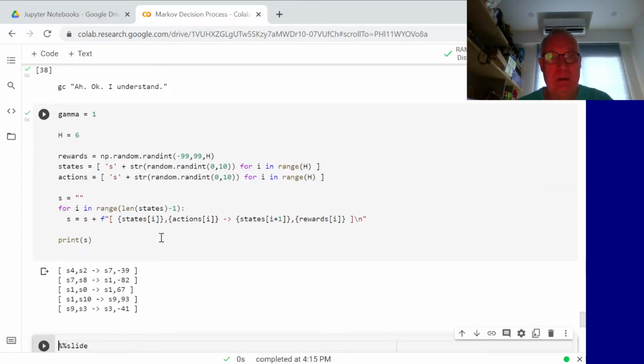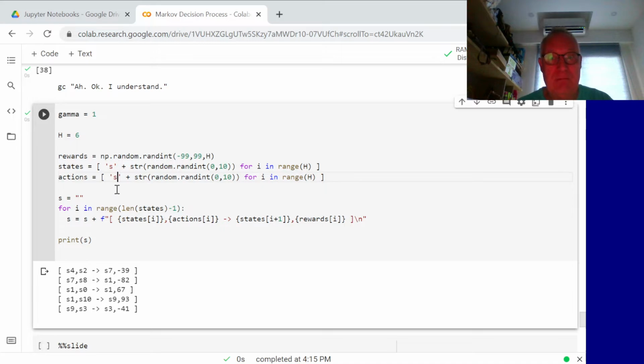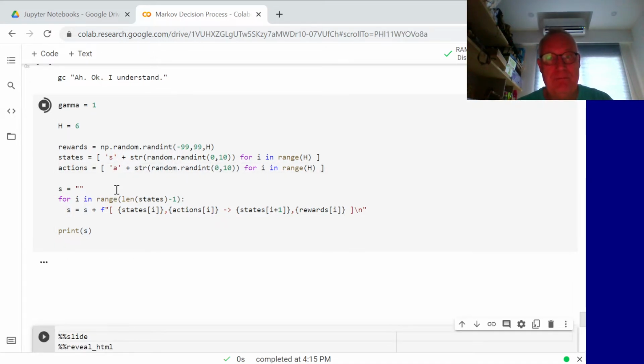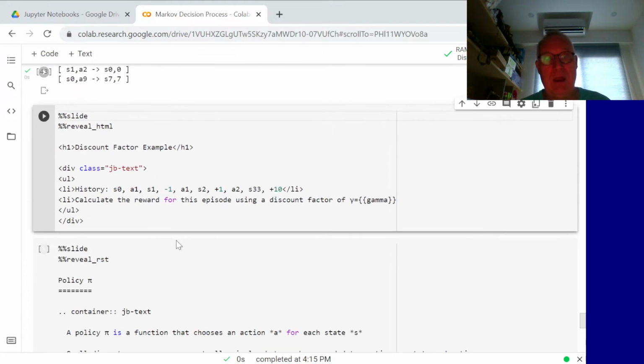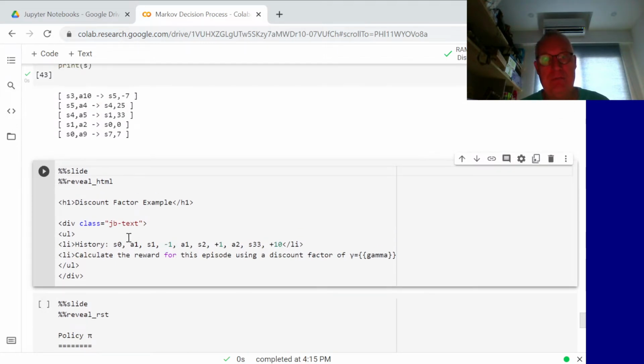I think you labeled the actions with a little S on the third line. Yeah. So I'm in state 3, I execute action 10, and I end up in state 5, and I have to pay $7. From state 5, I execute action 4, I end up in state 4, I have to pay $25. So my agent just executed in the world, and this is what I observed, right? So this would be our history here.